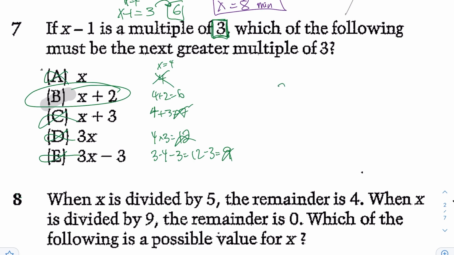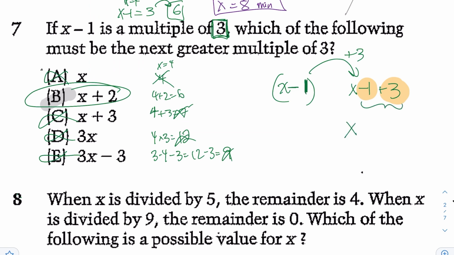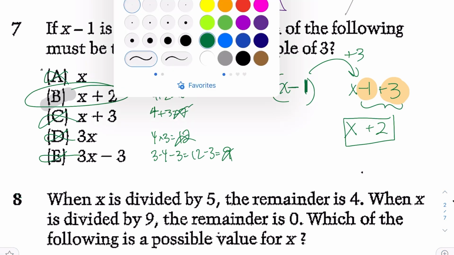Now, the other thing that you can do is if x minus 1 is a multiple of 3, you know that for the next multiple of 3, you just add 3 to it. So that's x minus 1 plus 3. And here you have like terms, specifically the minus 1 and the plus 3. Those are like terms. They'll combine and you'll have negative 1 plus 3, which is positive 2. So that's why x plus 2 is always going to be the next multiple of 3. The answer is going to be choice B.